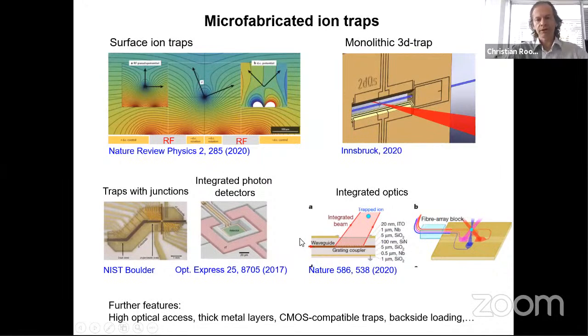For example, you can couple laser light into waveguides and then send it to an ion. And other traps have been built to have good optical access for collecting fluorescence light, or maybe thick metal layers where you can send in large currents, or trap technology that is CMOS compatible, or backside loading. You have an atomic beam that might cover some parts of your ion trap, which would give rise to undesirable potentials, and so on.